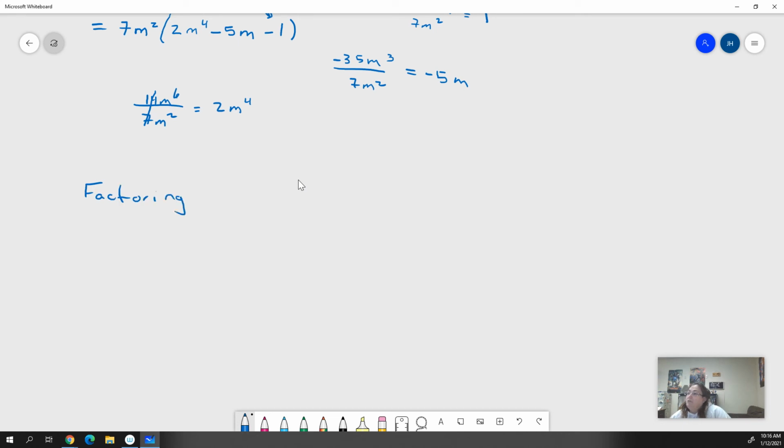Factoring trinomials when A equals 1. So we're in the very basics of factoring trinomials. What we're saying is if we have an ax squared plus bx plus c, and a is equal to 1, which means that we don't have any number in front of that x squared because it's 1.